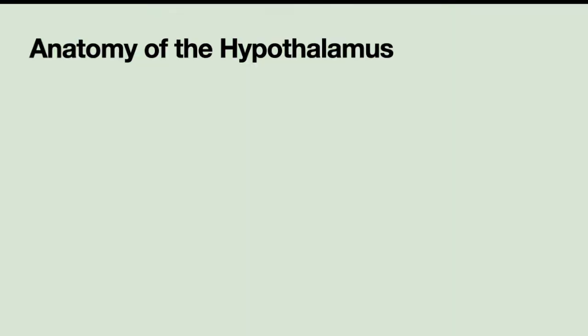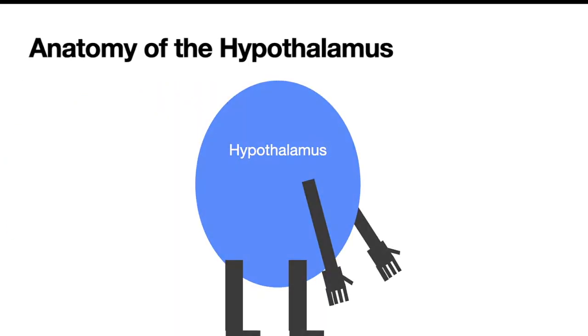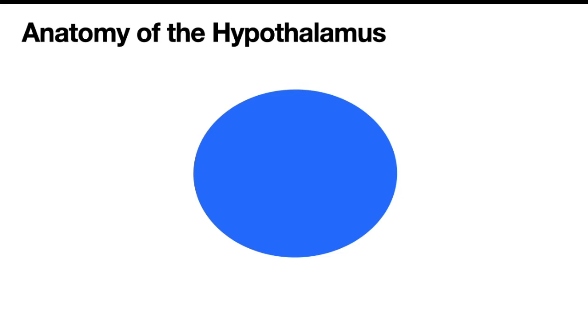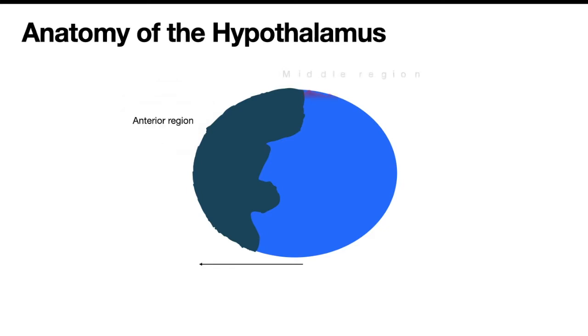So now, let's talk about the anatomy of the hypothalamus. This is our hypothalamus, and the hypothalamus is located here. It looks like a tooth, but let's just use a circle so you get the idea of the parts of the hypothalamus. The hypothalamus is divided into three regions: the anterior region, the middle region, and the posterior region. This side is front, as this arrow shows. That way is the front side, and this way is the back side.